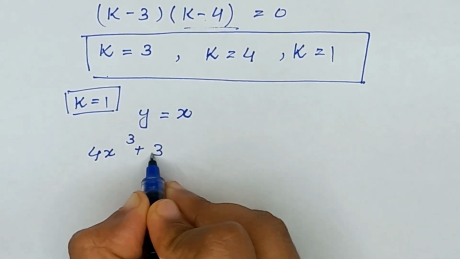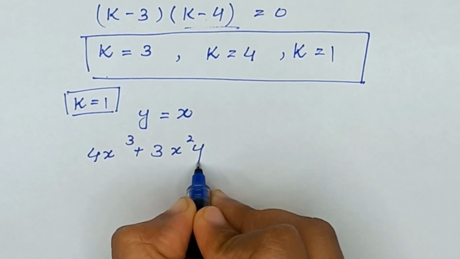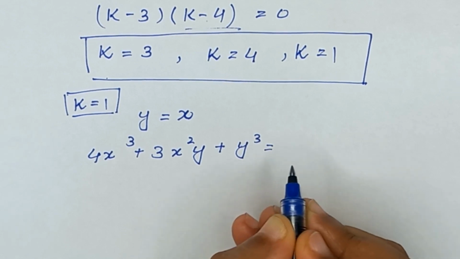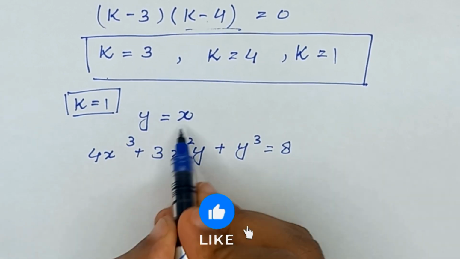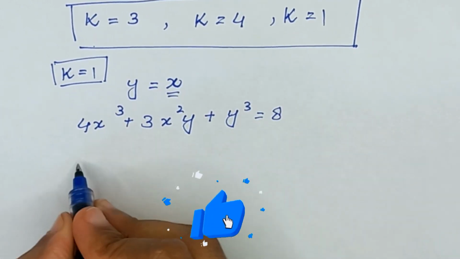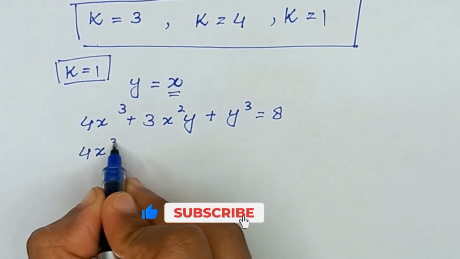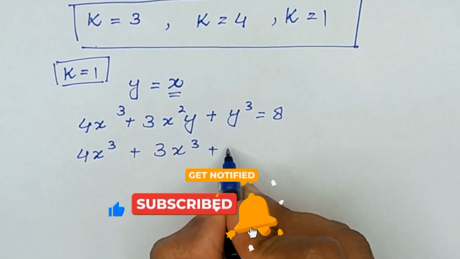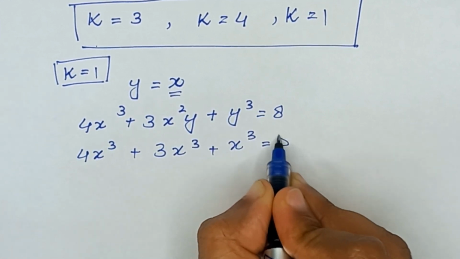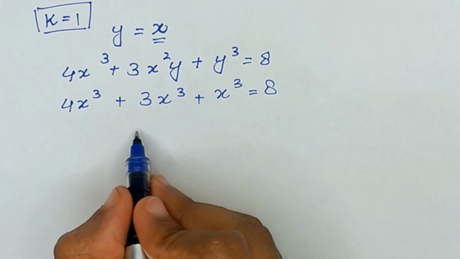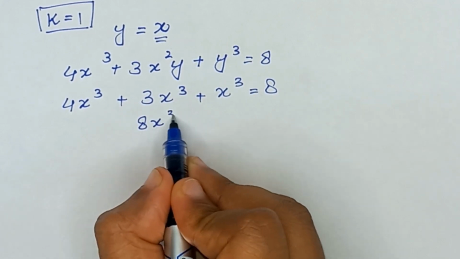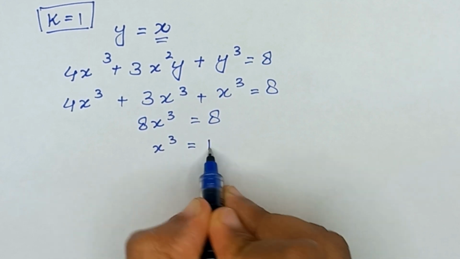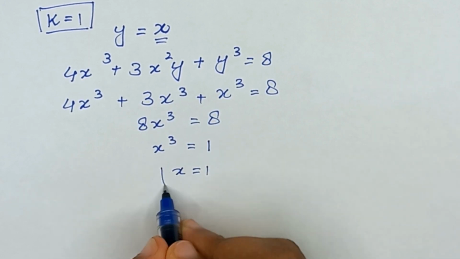x cube plus 3x square y plus y cube is equal to 8. When I substitute the value of y, which is x, it will be x cube plus 3x cube plus x cube is equal to 8. Now we will add them, it will become 5x cube is equal to 8. So from here x cube will be equal to 1, that means x is equal to 1.